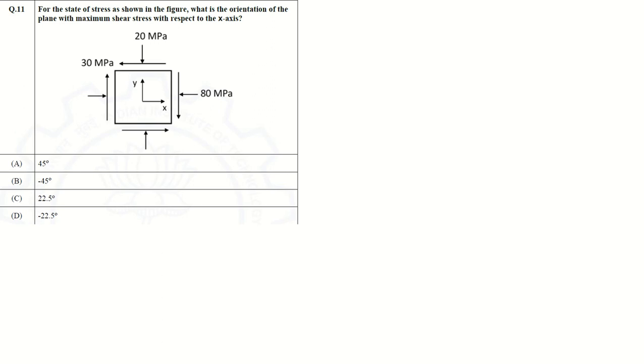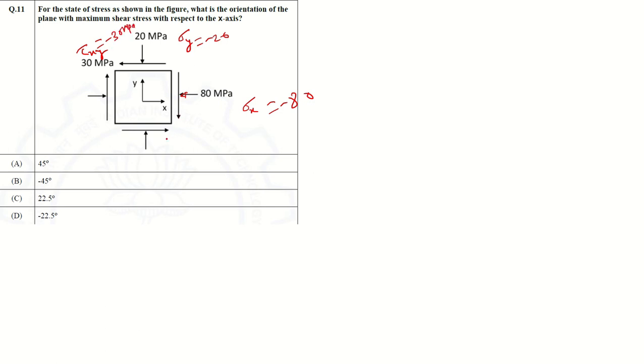Next question is, for the state of stress as shown in the figure, what is the orientation of the plane with maximum shear stress with respect to the x-axis? So here sigma x is given. This is sigma x, this is sigma y, and this is tau xy, right? But you will see sigma x direction is this side, that is negative, that is compressive. Sigma y is underside, that is negative also, that is minus 20, minus 80, and tau xy should be this side, but it is on the opposite side. So tau xy is equal to minus 30 megapascal.